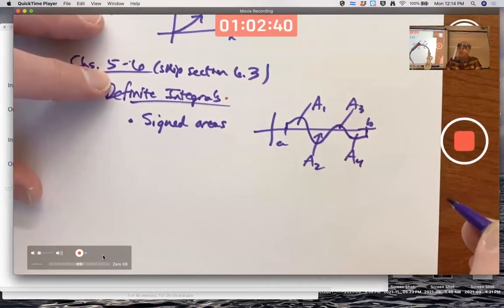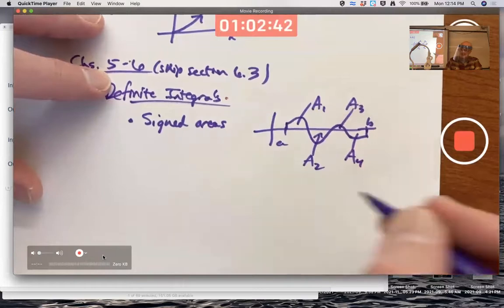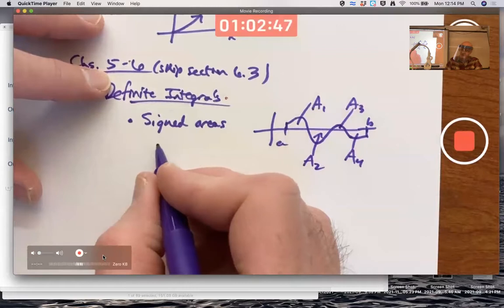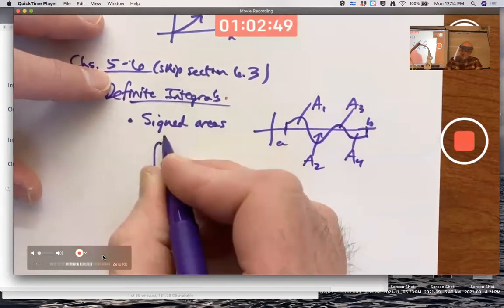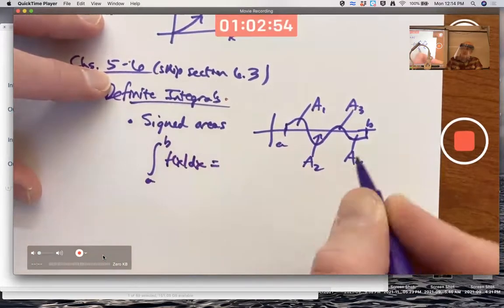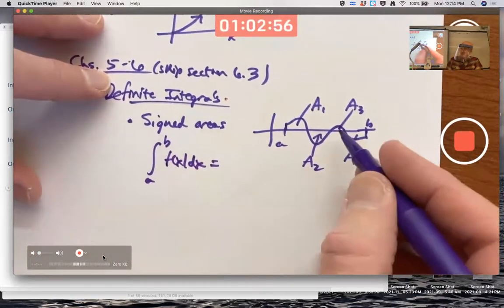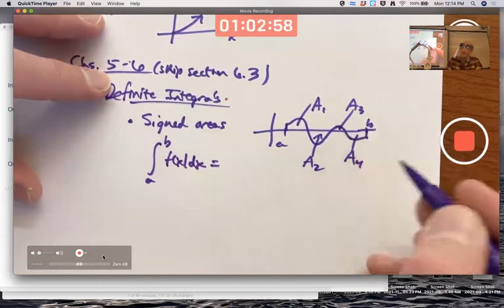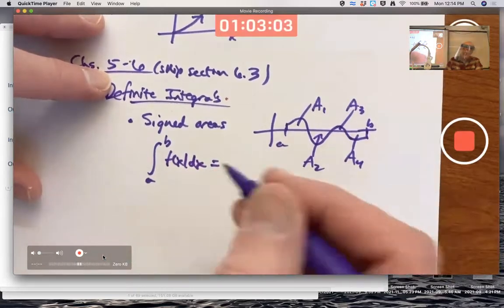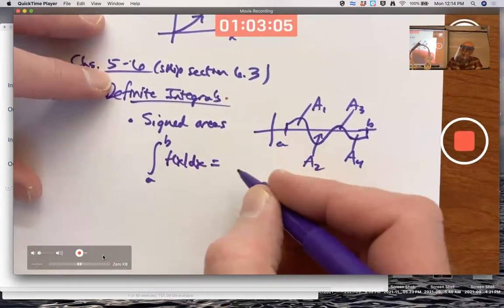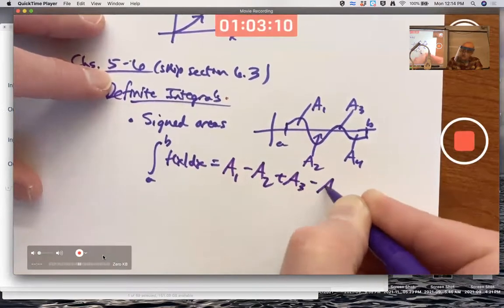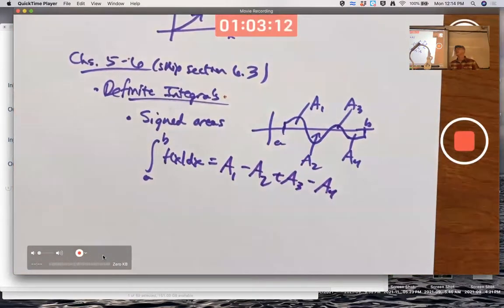Why? Because I want to. I think of all A1, A2, A3, and A4 as representing positive areas in the usual sense. The integral of the function only counts the areas positively when the graph is above the axis and counts the ones when the graph is below the axis negatively toward the value of the integral. So the value of the integral could be negative. It's A1 minus A2 plus A3 minus A4, whatever those areas happen to be.